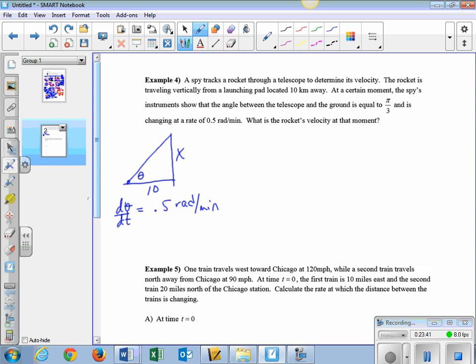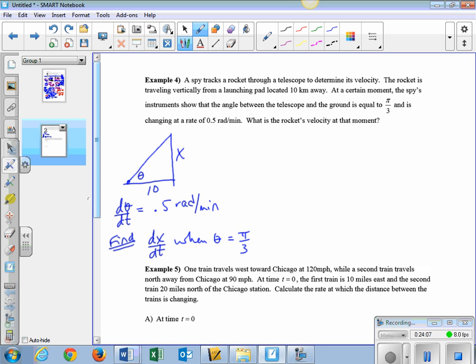What do I need to find? I need to find the rocket's velocity at that moment. So the rocket's velocity, that's going to be my dx/dt, because that rocket is going vertically, when theta is equal to pi over 3. Okay, that's what I need to find. My moment in time is pi over 3.